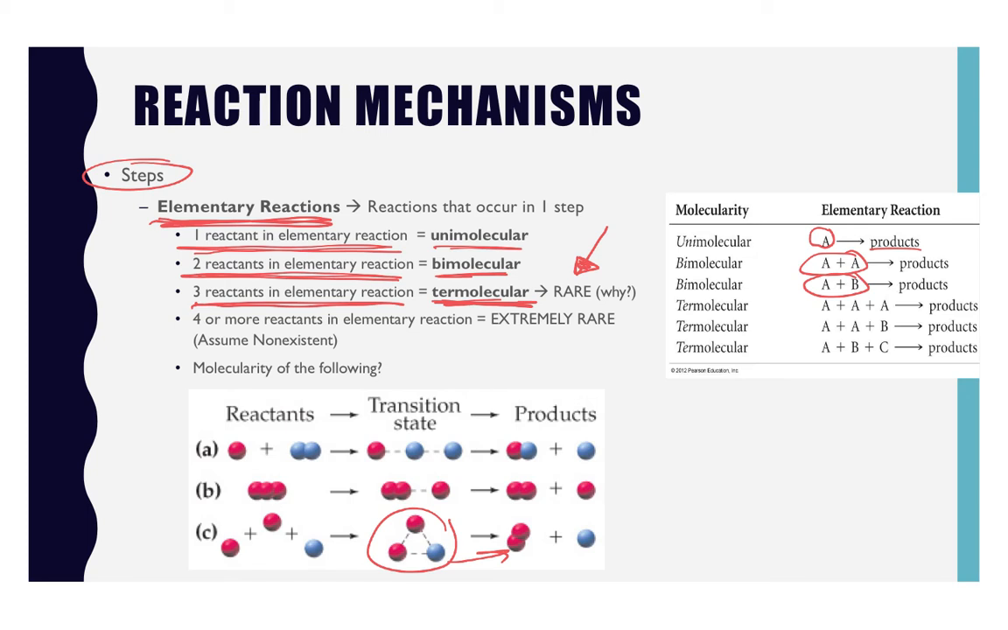Okay, two molecules hopping together. So termolecular is very rare because the likelihood of three atoms or three molecules all hitting together at the same time is very, very rare, not likely to happen. And if we have four or more reactants in an elementary reaction, because elementary reactions are assumed to occur in one step, that's extremely rare, almost never exists. Again, why? Because just like getting three atoms or molecules to collide together at the exact same time in the right orientation would be pretty rare, to get four of them to do that, nearly impossible.